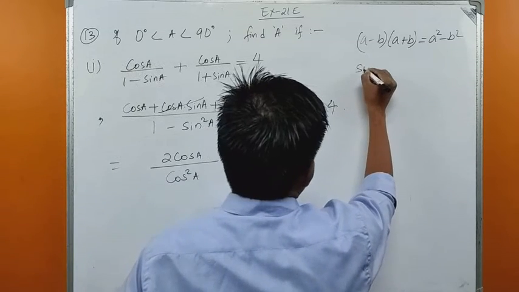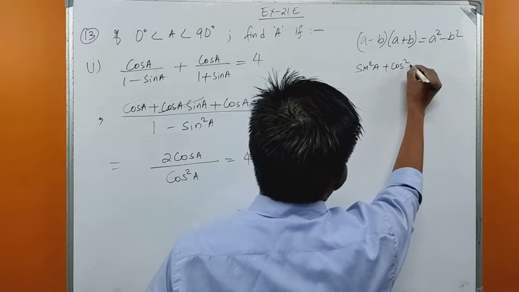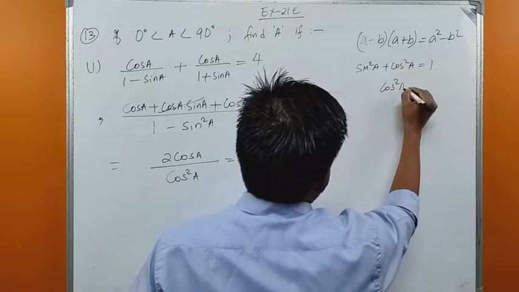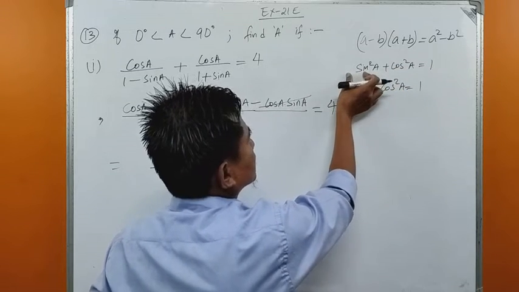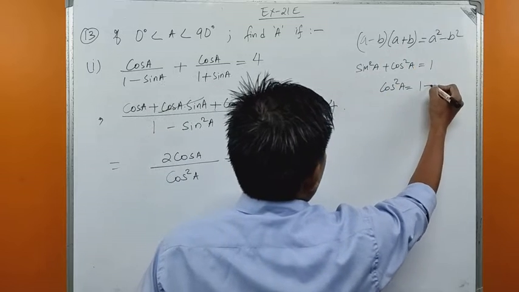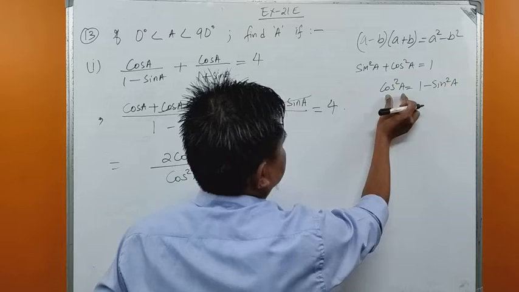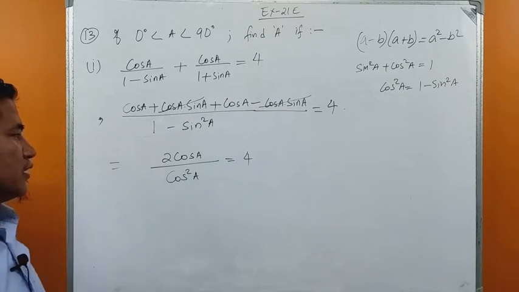Since we know that sin square A plus cos square A equals 1, let's take this plus sin square A to the right hand side. We have minus sin square A. This means 1 minus sin square A means cos square A. So instead of 1 minus sin square A, I can write cos square A.